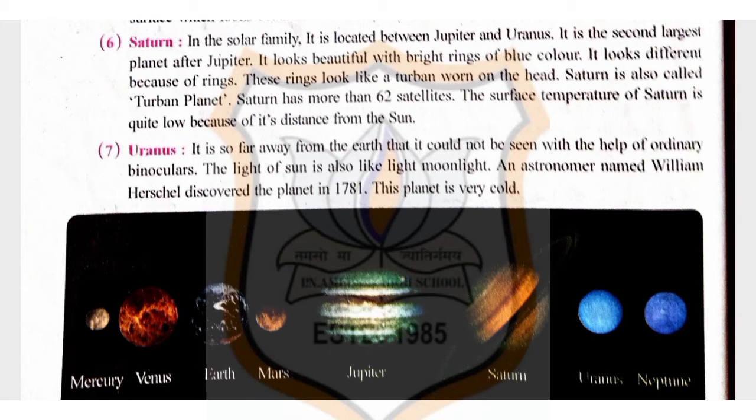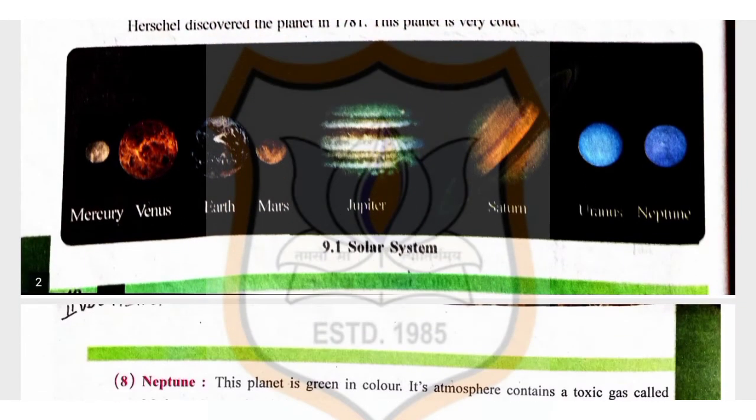Now number 7 is Uranus. It is so far away from the earth that it cannot be seen with the help of ordinary binoculars. The light of the sun is also like moonlight. An astronomer named William Herschel discovered the planet in 1781. This planet is very cold. Children, you can see on page number 48, picture number 9.1 of the solar system.